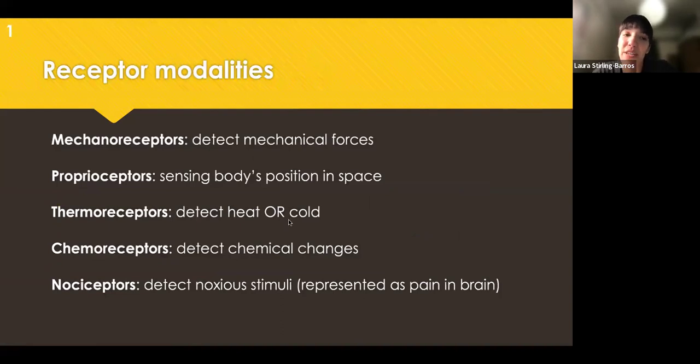As we've quickly gone through, there are different types of modalities. So mechanoreceptors, proprioceptors, which is about the body's ability to sense position in space. That's quite important. For example, if you close your eyes, you can still know where your body is. And temperature receptors and chemoreceptors, and finally nociceptors, which detect noxious stimuli. And as we said, it's presented as pain in the brain.